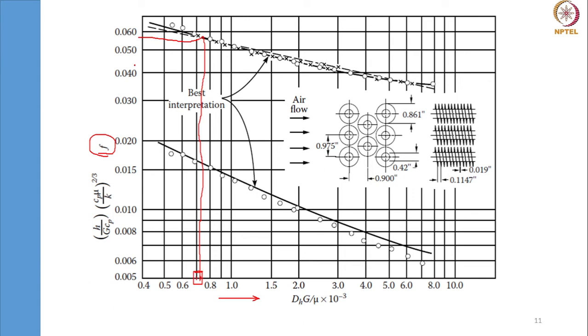So it is approximately 0.057. Once you have the graph in your hand, you can take a pencil and obviously interpolate it with very high accuracy. So you can take it to be 0.057. So once the friction factor is 0.057, AT by A minimum is also known.